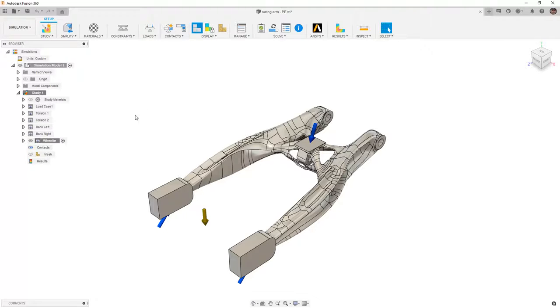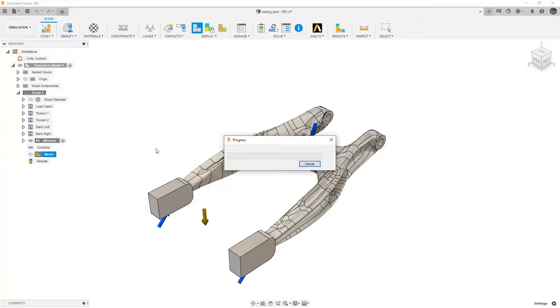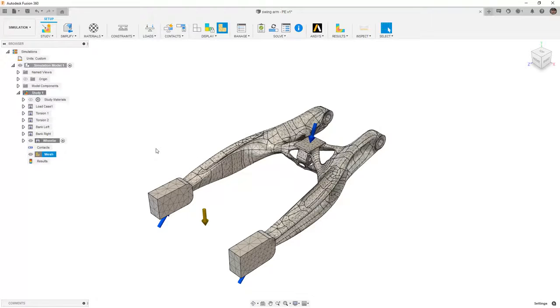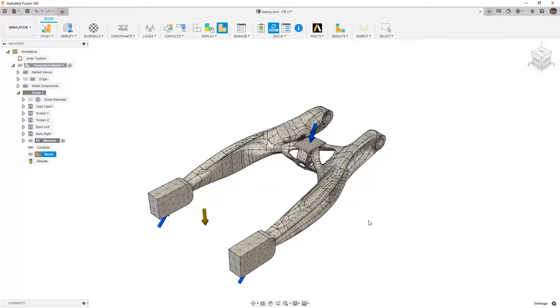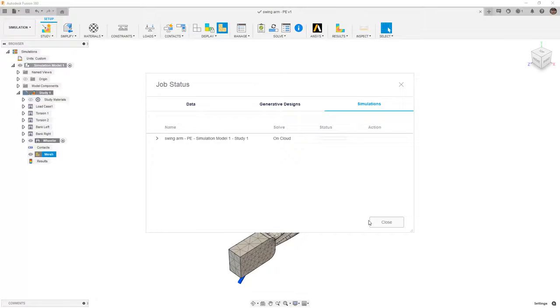But with generative outcomes, it's always a good idea for us to generate the mesh first to ensure that we don't have any problems by right-clicking on the mesh and selecting Generate. You can see here that we do have a good mesh result, so we can solve the simulation study. This can be done on the cloud for 5 cloud credits or locally. We're going to solve ours on the cloud, and then we'll check back in once we have results.